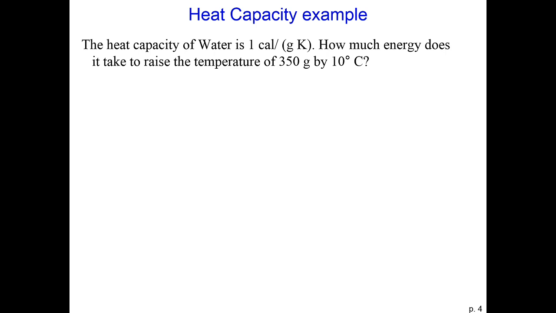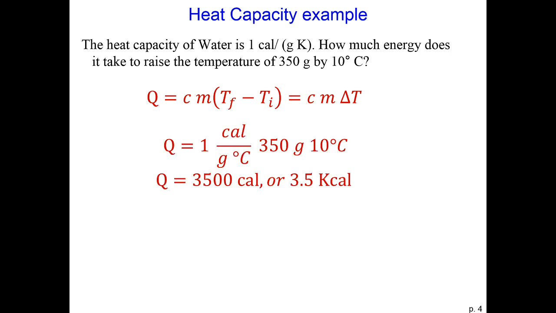So I guess we can do a quick example. A can of water that weighs 350 grams warms up by 10 degrees Celsius. So the question is, how much heat was required to raise the temperature? Well, we use our formula for heat. Q is equal to the specific heat capacity times the mass times the change in temperature. The heat capacity of water is 1 calorie per gram Celsius. So we multiply the heat capacity times the mass, 350 grams, times the change in temperature, which is 10 degrees, and this gives us 3,500 calories, or 3.5 kilocalories, to raise the temperature of this can of water by 10 degrees Celsius.